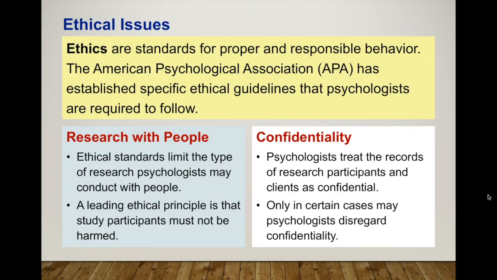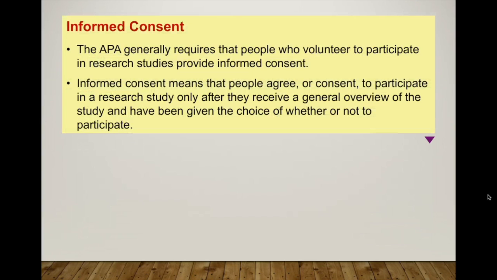Psychologists treat the records of research participants and clients as confidential. Only in certain cases may psychologists disregard confidentiality. The APA generally requires that people who volunteer to participate in research studies provide informed consent. Informed consent means that people agree to participate in a research study only after they receive a general overview of the study and have been given the choice of whether or not to participate.